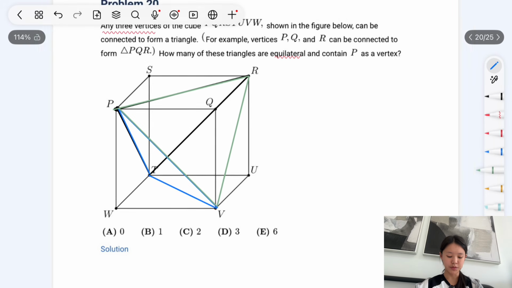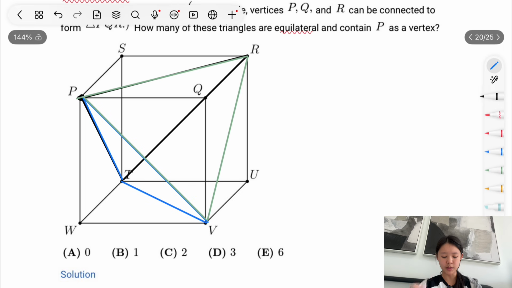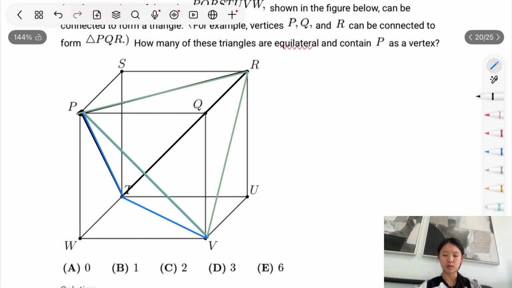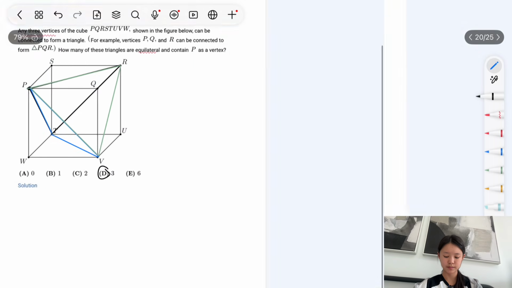Okay, so now you see that we've drawn out 3 different triangles here, which are the black one, the blue one, and the green one. These are the only 3 triangles that would actually form an equilateral triangle, and they're all along the diagonals of each of the squares. So we get the answer, which is D, 3.